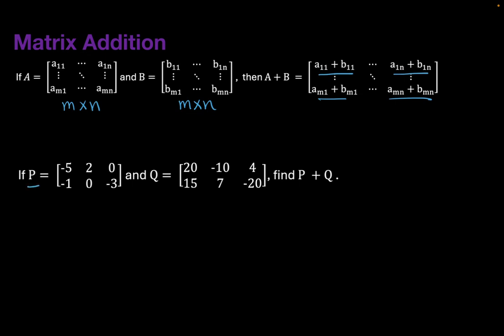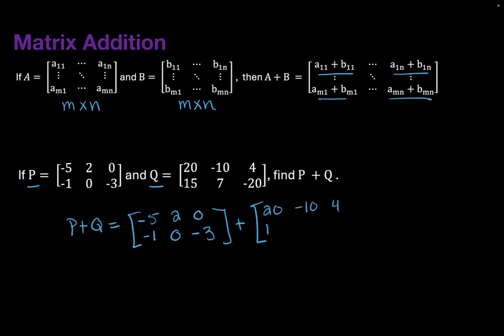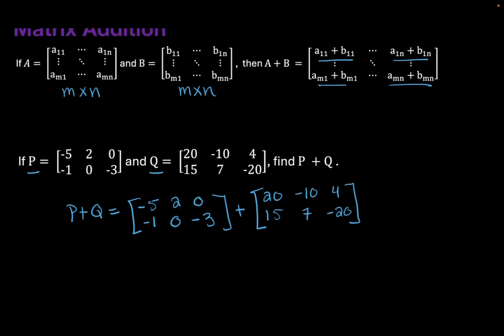If we have matrix P here, defined as this matrix, and matrix Q, and we want to add matrix P and Q together, well, P plus Q would just be defined as this matrix, -5, 2, 0, -1, 0, -3, plus our matrix 20, -10, 4, 15, 7, and -20. And we want to add them together. So in order to do that, we need to take the corresponding entries and add them together.